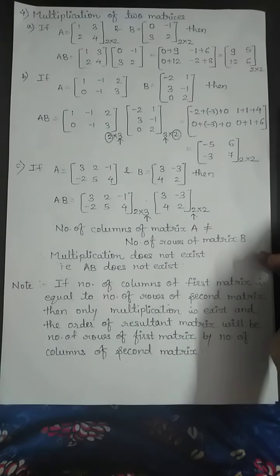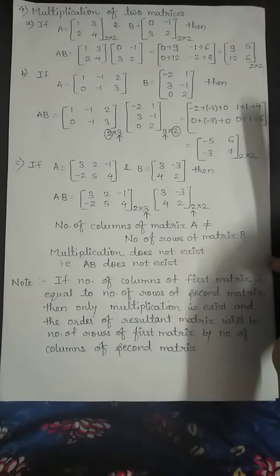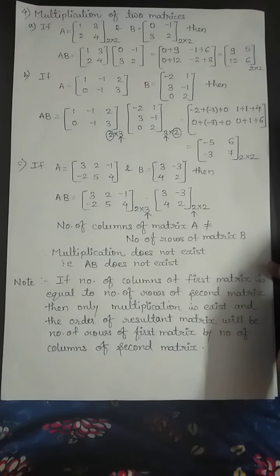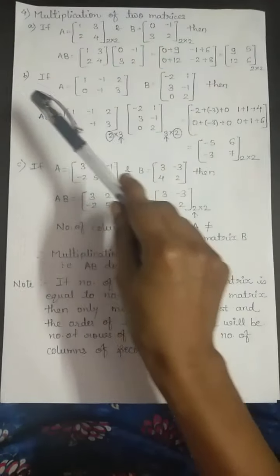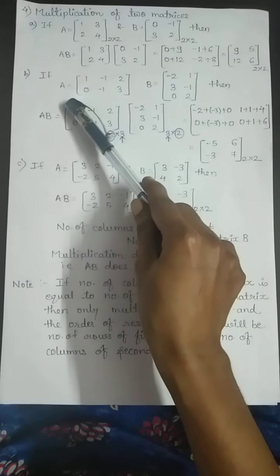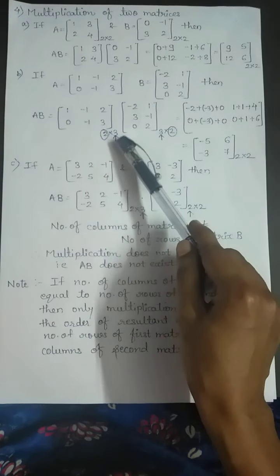Now here one can ask the question: if the two matrices are of different order, then can we multiply them? Then see how to check whether the multiplication exists or not. Now here in the second example A is a matrix of order 2 by 3.